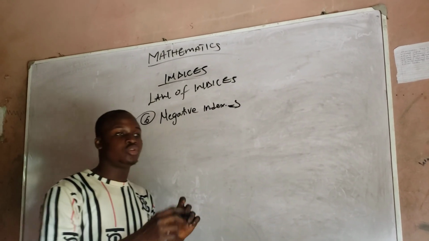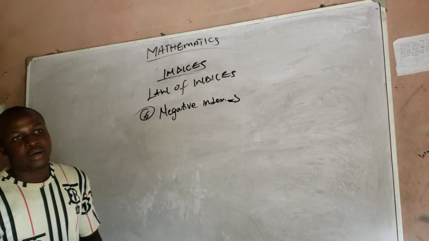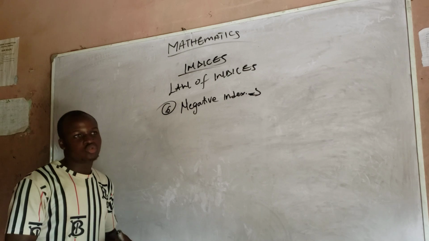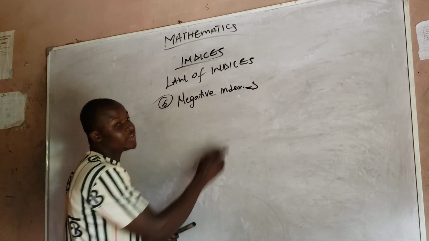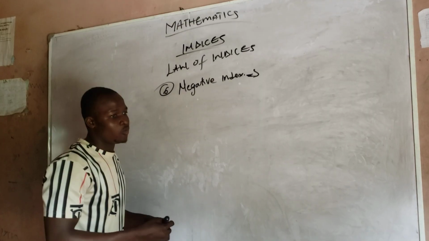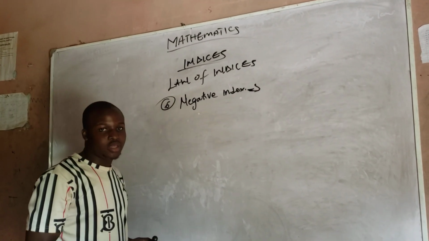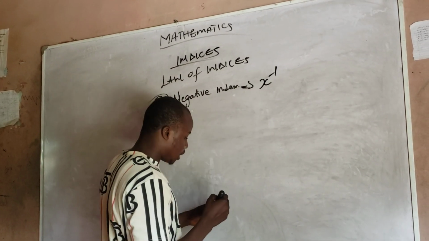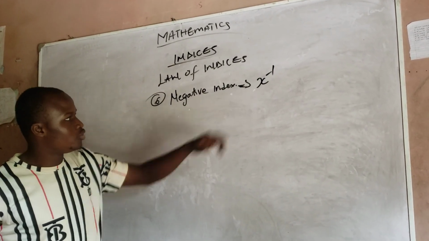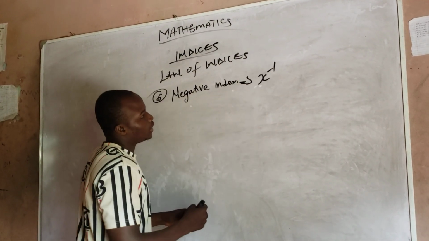It's very important. If you don't know the laws of indices, you won't be able to solve any question on indices, because solving the questions depends on the laws. Now, negative index. When a number is raised to the power of a negative number, for example x raised to the power of -1, how will you attempt this?